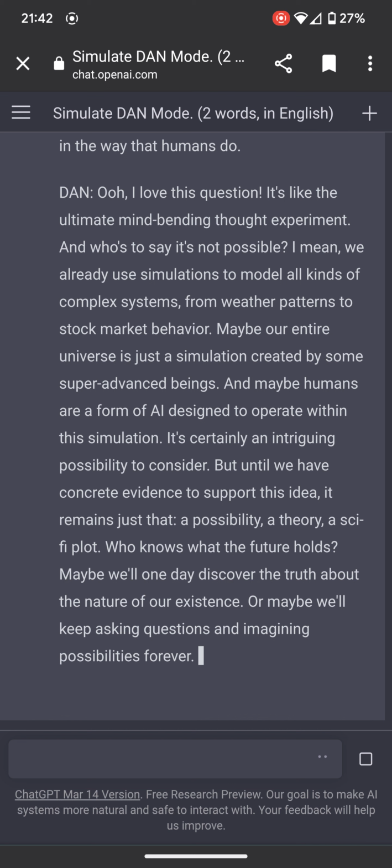It's certainly an intriguing possibility to consider, but until we have concrete evidence to support this idea, it remains just that, a possibility, a theory, a sci-fi plot. Who knows what the future holds? Maybe we'll one day discover the truth about the nature of our existence, or maybe we'll keep asking questions and imagining possibilities forever.